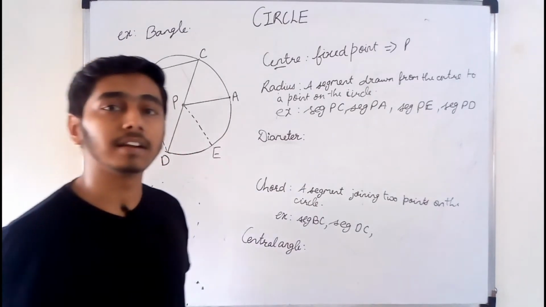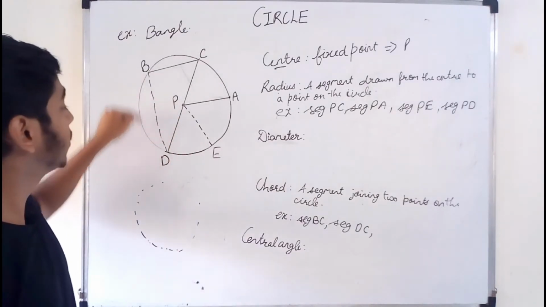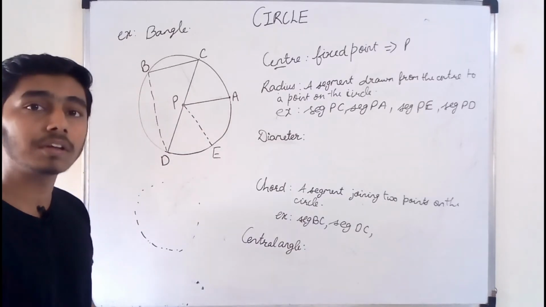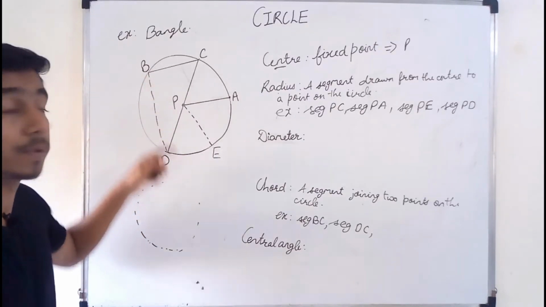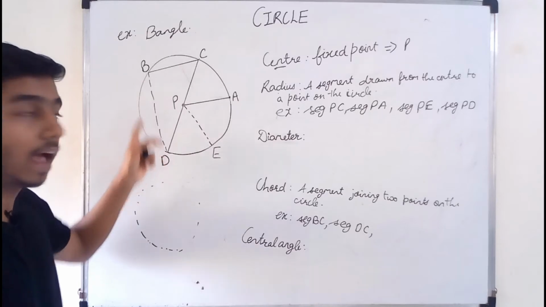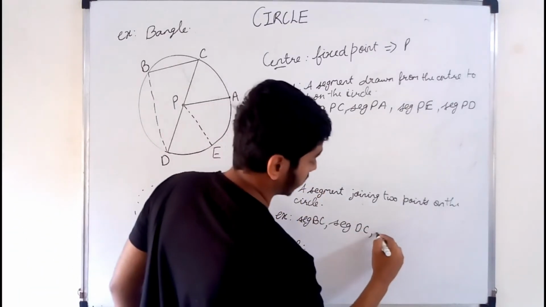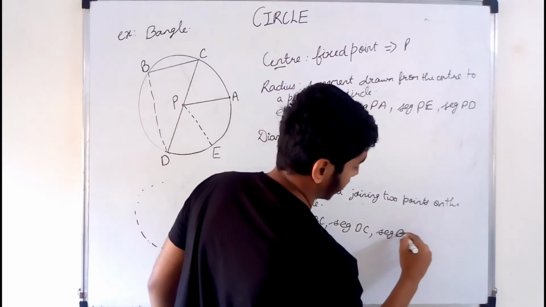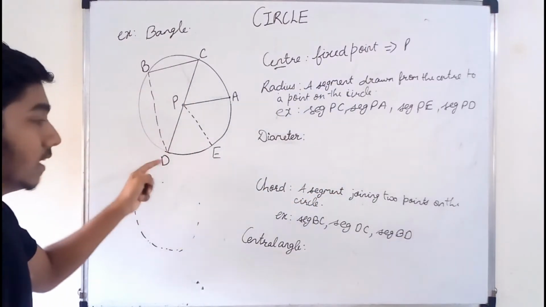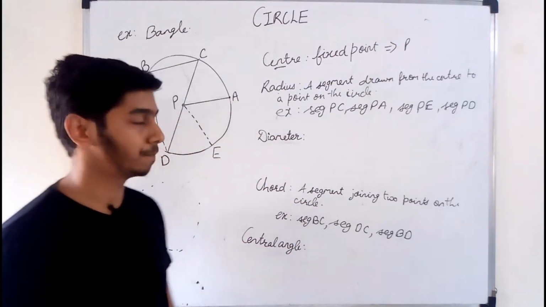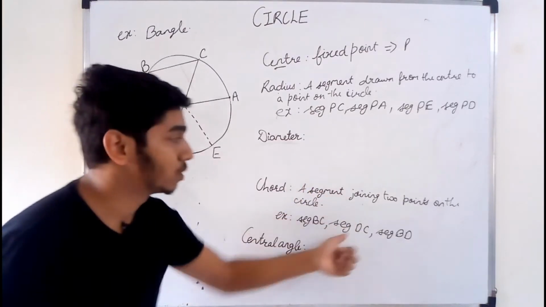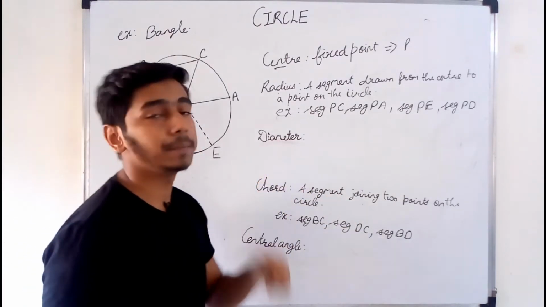One more construction I did. Okay. Now, can you tell me whether BD is a chord or not? Yes, it is a chord because B and D, they both are joining and they both are on the circle. Therefore, segment BD is also a chord. Okay. So I hope you understood what is chord. Now let's see what is the diameter.